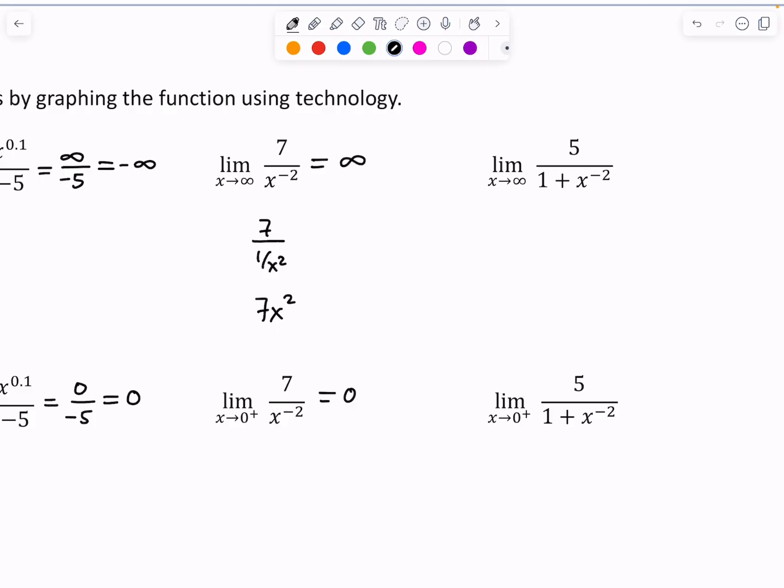Next example is 5 over 1 plus x to the -2. I'm going to think of this as 5 over 1 plus 1 over x squared, and leave it here, because now I can see that this subfraction, as x goes to infinity, will approach 0, because it's a constant over a growing power function. So this limit, therefore, will be 5 over 1 plus 0, which in the end is just 5.